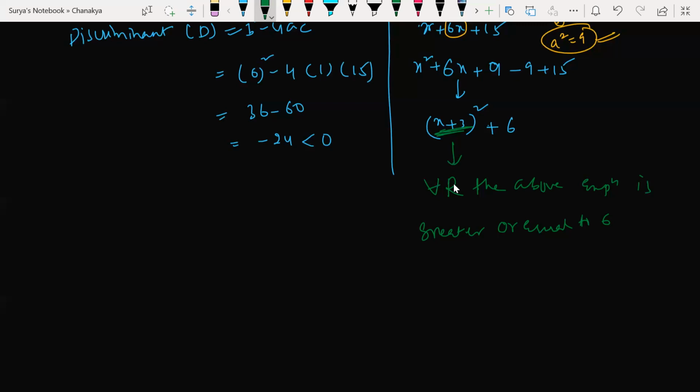If you verify, you'll get the same answer, right? So what is the answer of this? For every real number, what is the answer going to be? Greater than 6 or equal to 6.